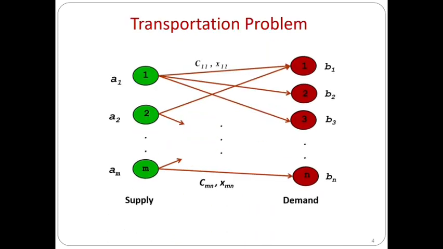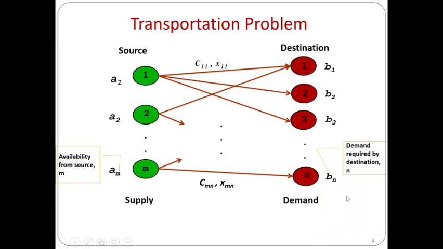And this is the exact representation of the transportation problem. Here we will have many supply sources, and these are all the demand locations or destinations. A1 to AM represents the availability from source M, and in the same way, B suffix N represents the demand required by destination N. So there will be M number of sources and N number of destinations available.